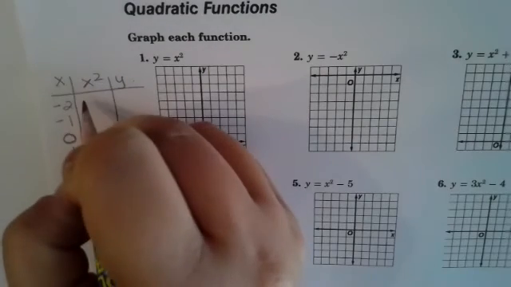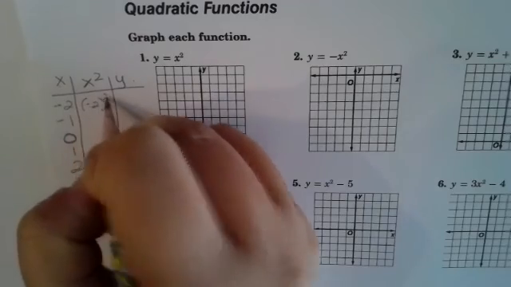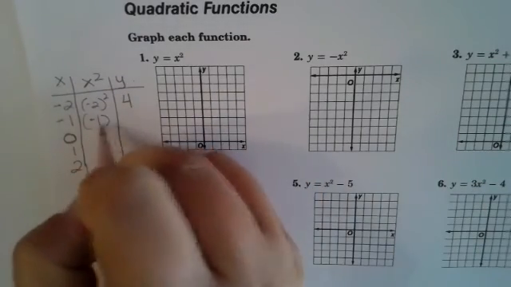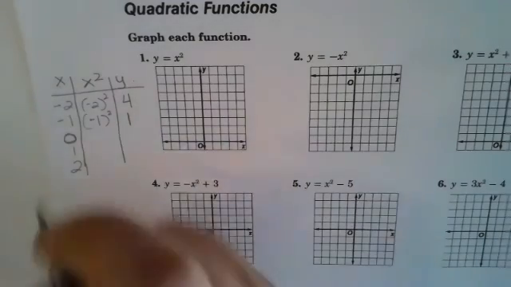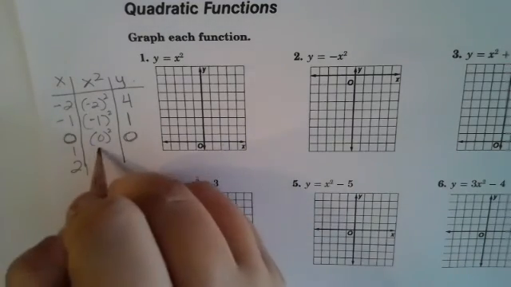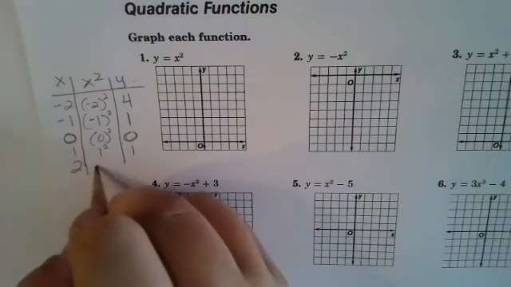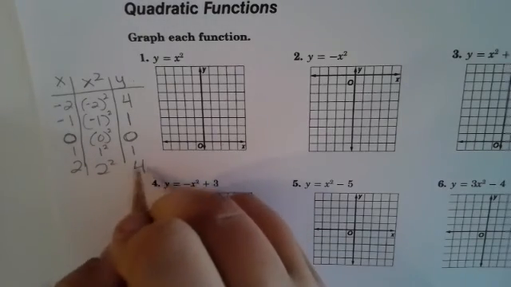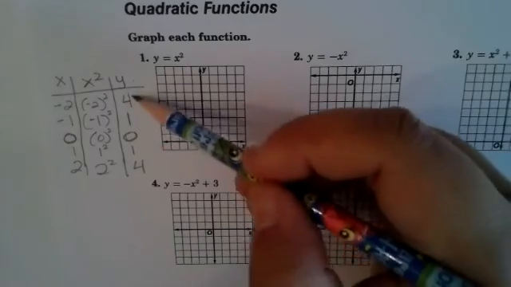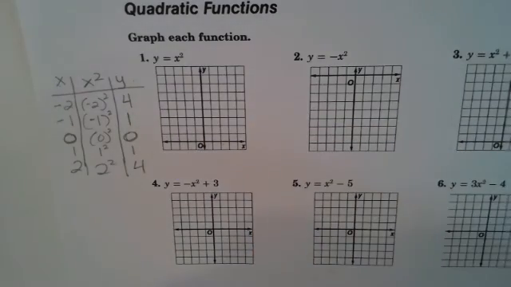So I'm going to substitute in here. I have -2 squared, that makes a +4. I have -1 squared, that makes a +1. I have 0 squared, which makes 0. I have 1 squared, which makes 1, and I have 2 squared, which makes 4. When this comes out, you can see they're the same.